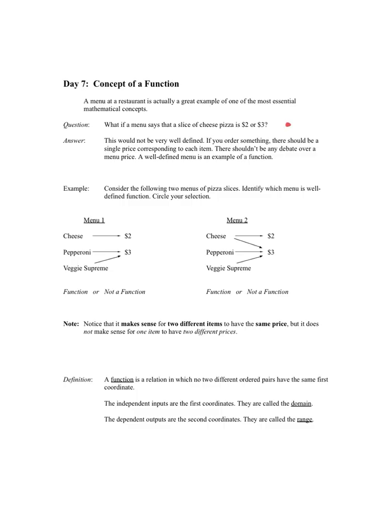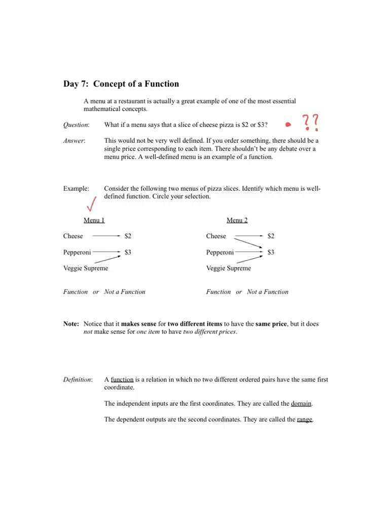What if you were looking at a menu and it says a slice of cheese pizza is $2 or $3? Well, which one is it? Is it $2 or is it $3? You see, that's not very well defined. A function needs to be well defined. Like a menu would need to have, if I pick an item, what's the price? Not that a slice of cheese pizza is $2 or $3. That's not very well defined.